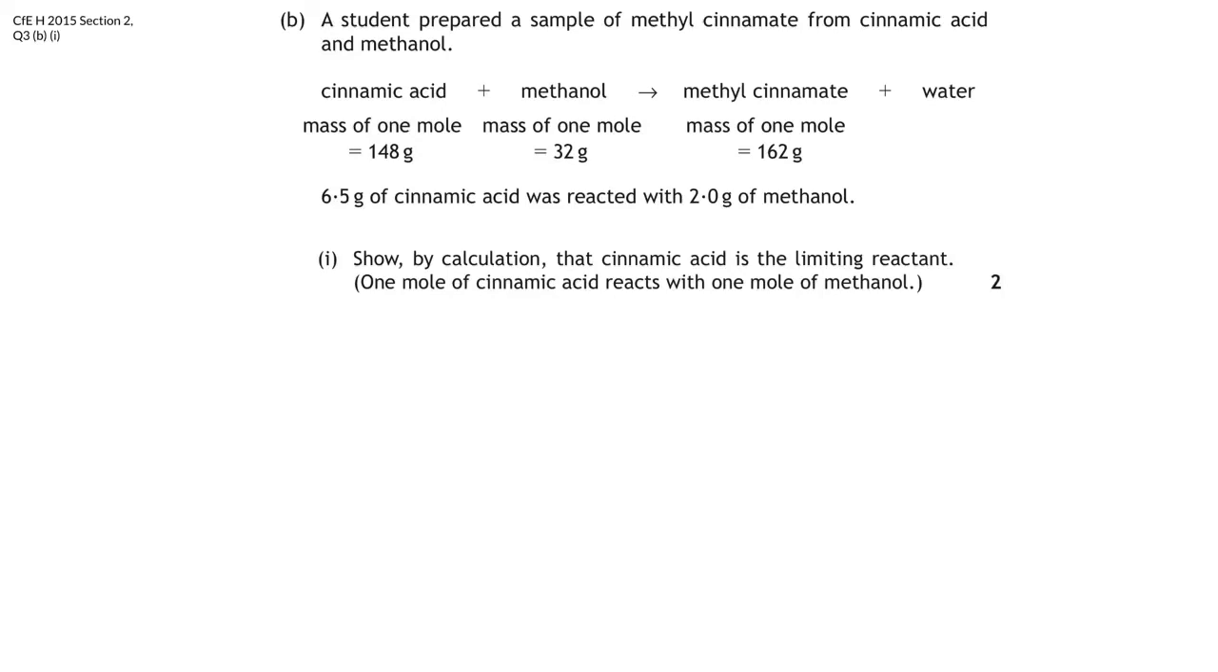A student prepared a sample of methyl cinnamate from cinnamic acid and methanol, and they've got an equation here for us. They're not using formula because some of the formula for this are quite complex. They're just using a word equation, and they've given you the gram formula mass as well, so that's there for you. They say here that 6.5 grams of the cinnamic acid was reacted with 2.0 grams of the methanol. Show by calculation that cinnamic acid is a limiting reactant, and they're giving us the mole ratio here. 1 mole of the acid reacts with 1 mole of methanol.